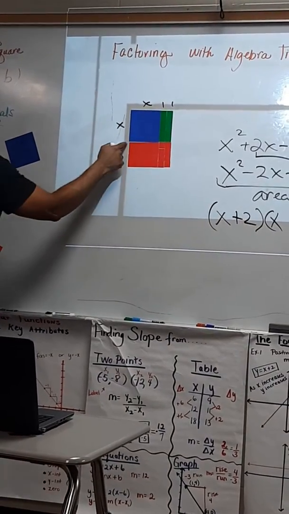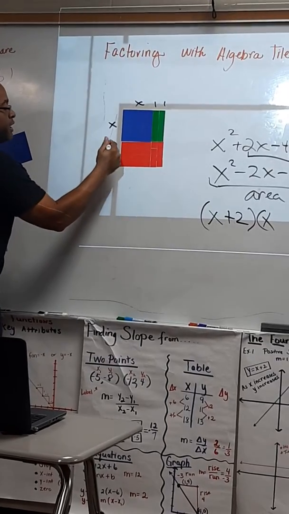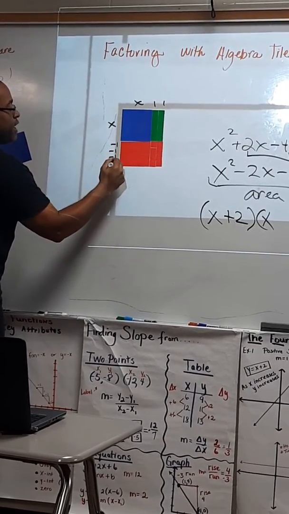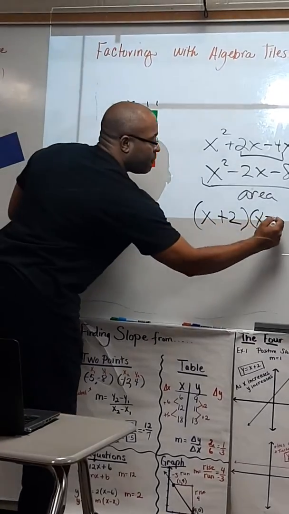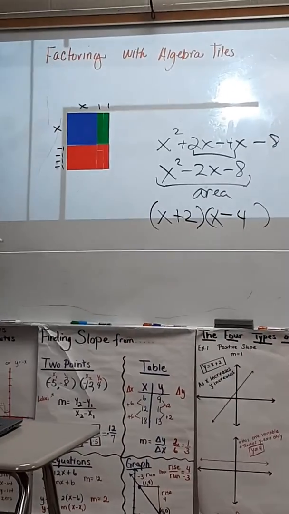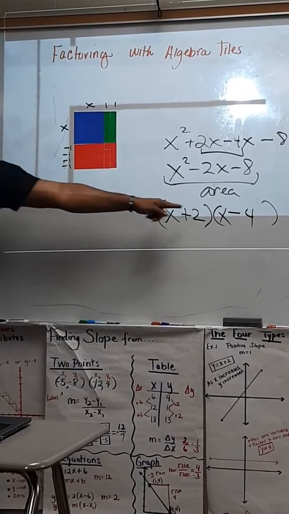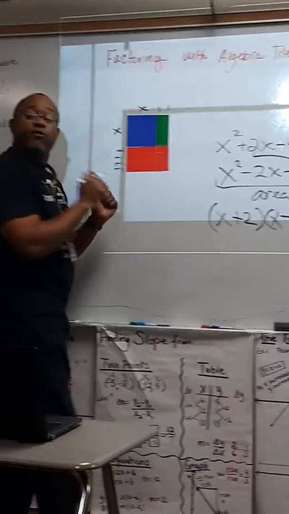And then we would say, okay, on this side, what do we have? Negative 1, negative 1, negative 1. How many negative 1s is that? 4. That's minus 4. And let's see if it works. So we have our factors. Let's see if this works using the FOIL method.